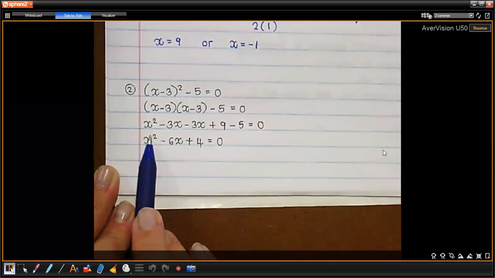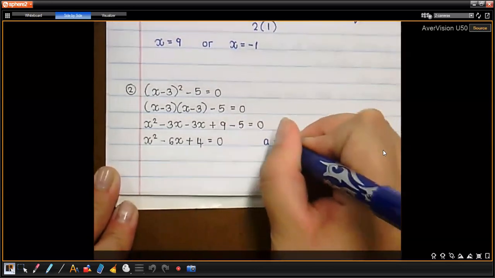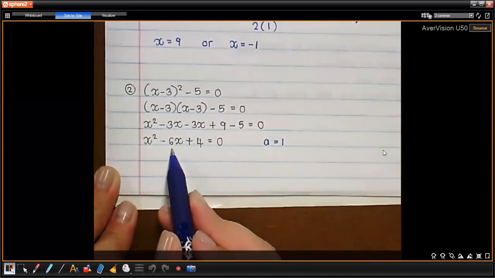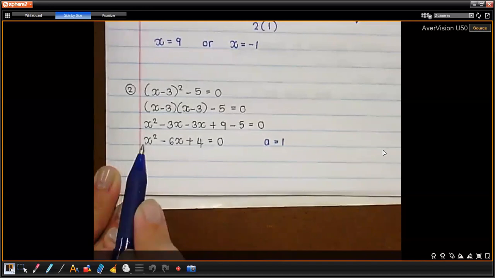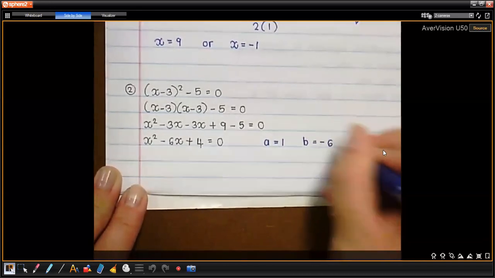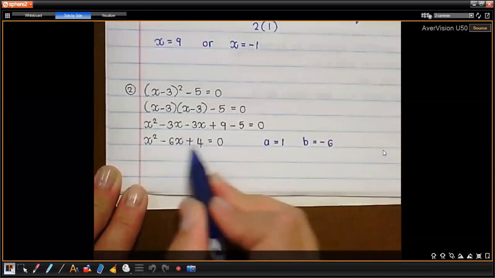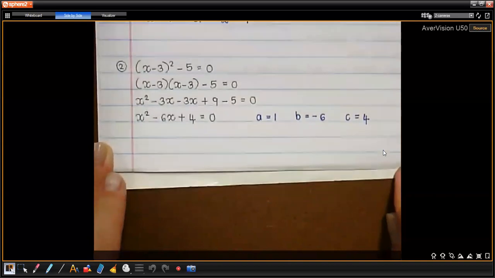What is my A value? What number is in front of x squared? 1, so A is 1. B is negative 6. It's very important that you remember that negative. Okay, B is negative 6. And C is 4. Positive 4 in this case. All right, can you do that on your own for me, please?